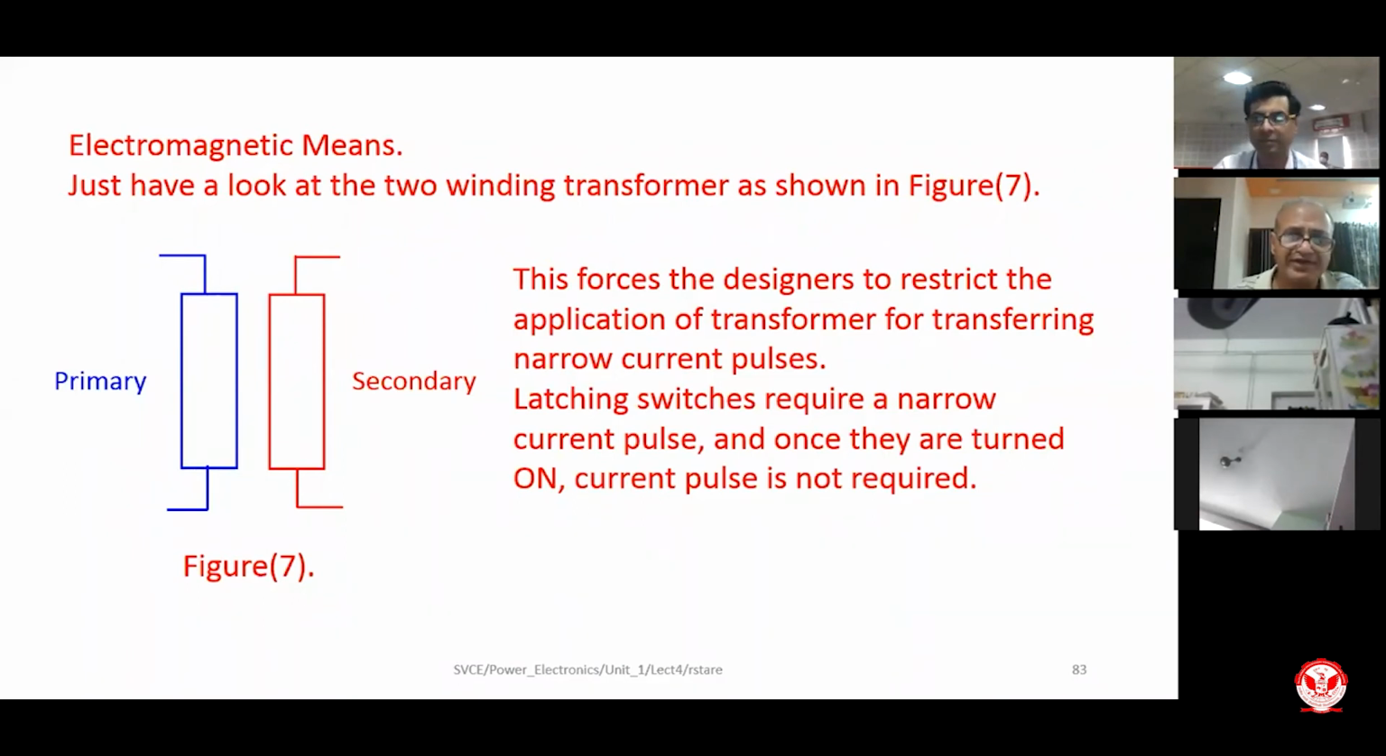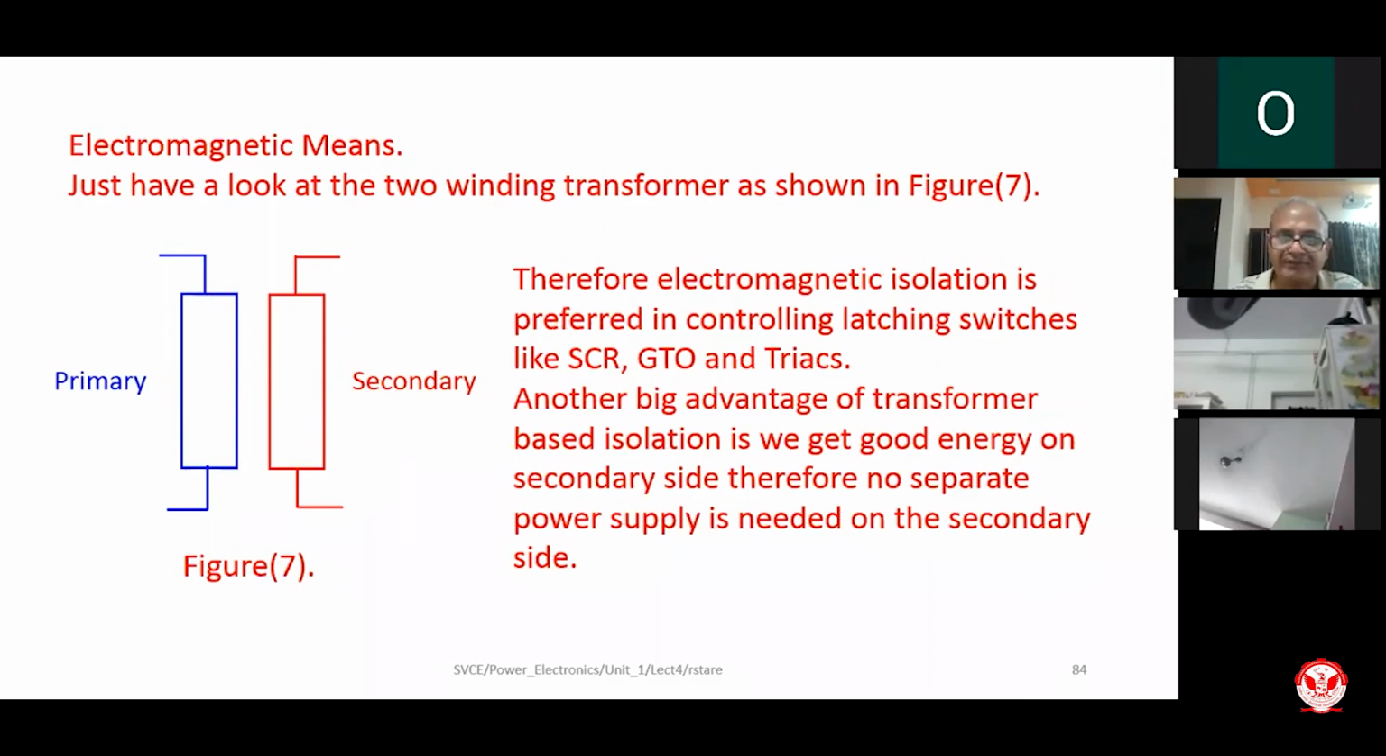Latching switches we know very well. They need only a narrow pulse to turn them on, and then once the device has been turned on, we can remove the pulse. So naturally, transformer or isolation based driver circuits are very suitable. This is what, in brief, I have said about this.